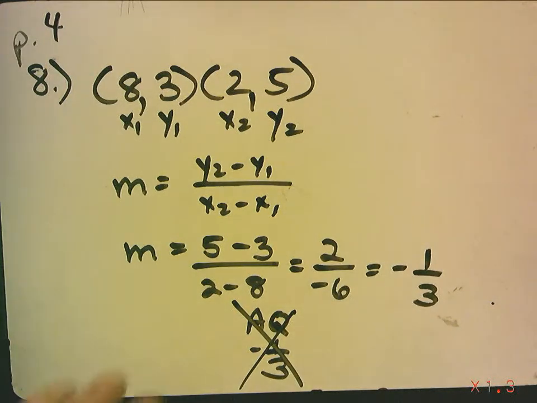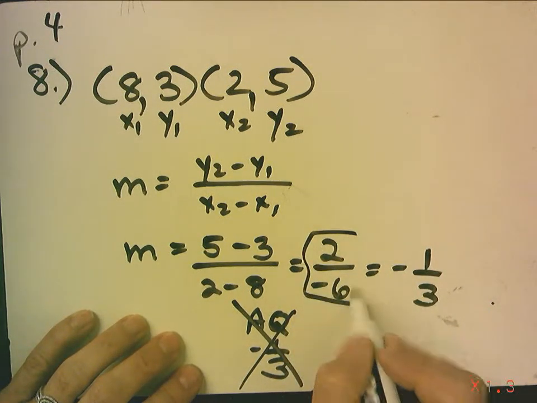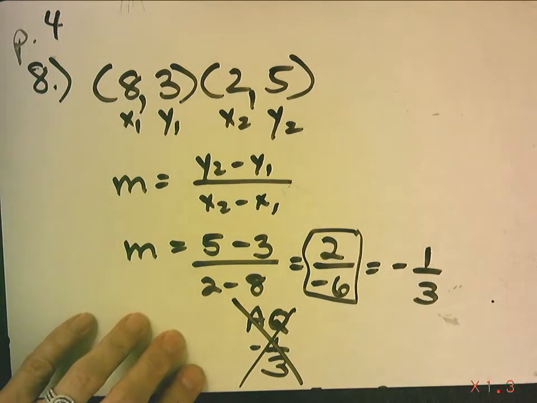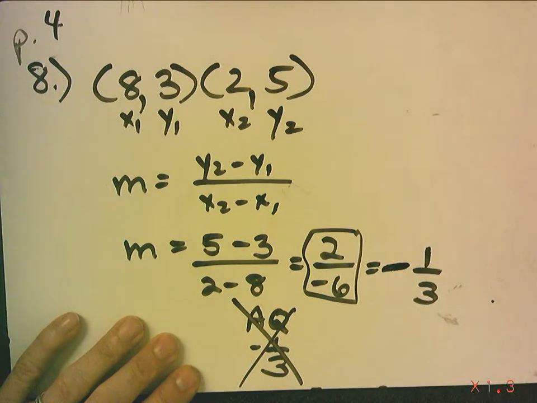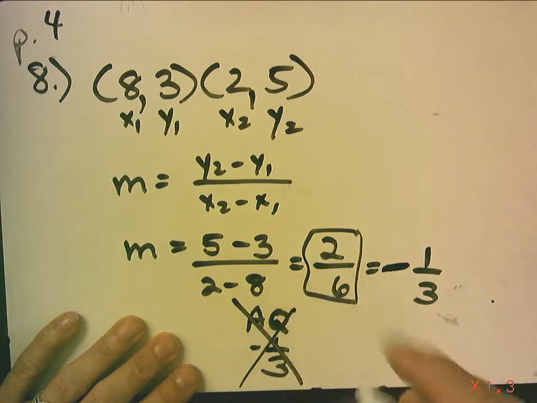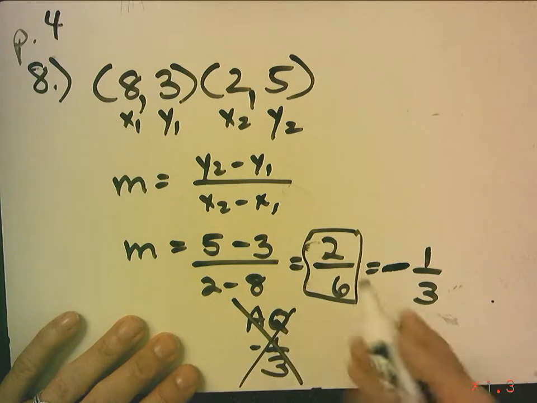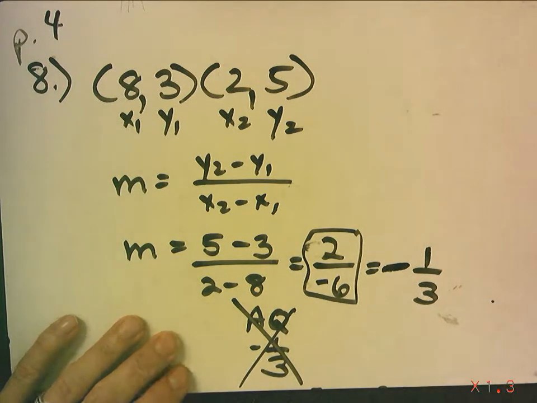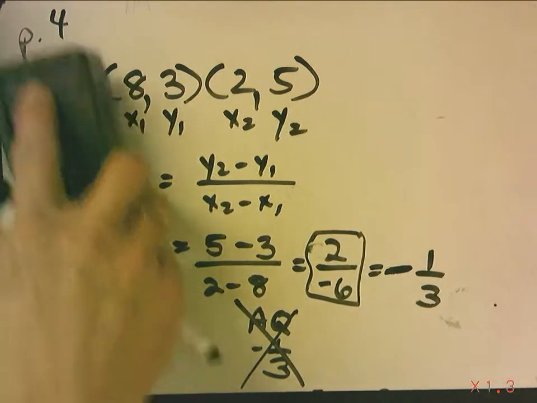Okay, now, remember, if there's a negative in the numerator or the denominator, the whole fraction is negative. This could have been written negative 2 over 6 or 2 over negative 6, but either way, it equals negative 1 over 3. Now, let's do number 9.